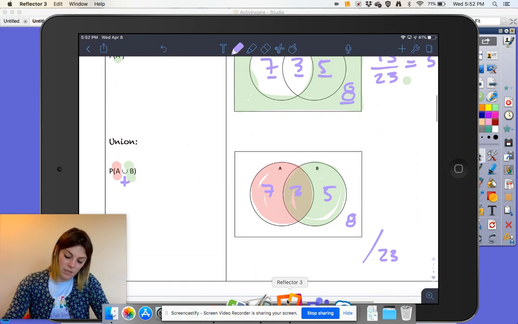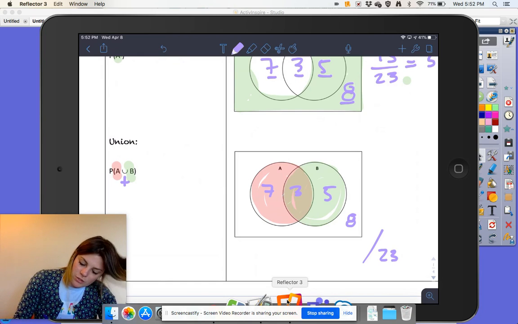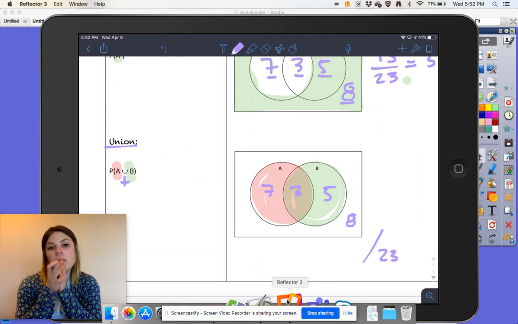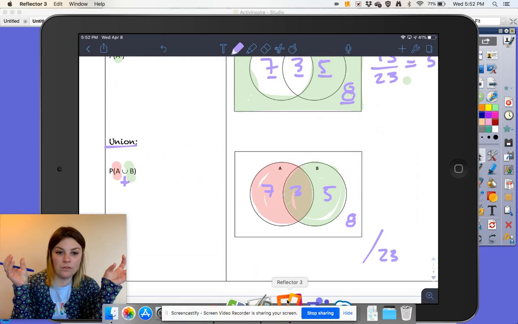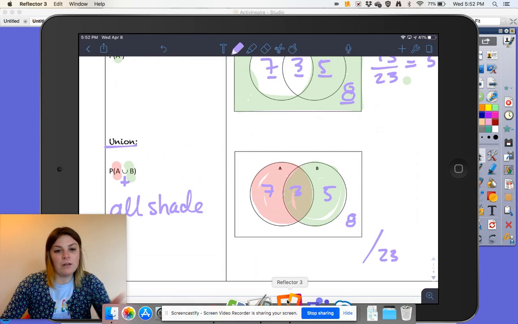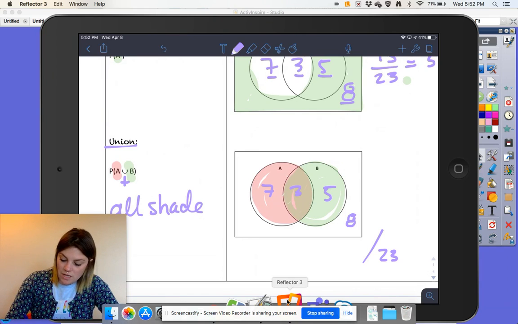Total of 23. And so union means it could be A, it could be B, it could be both, right? And so it's all of the stuff that is shaded. So it's all shaded. Doesn't matter if it's overlapping. It doesn't matter if it's just a single shade. It's everything that's shaded. So we're going to do 7, 3, and 5 added together. So that would be 15 out of 23.